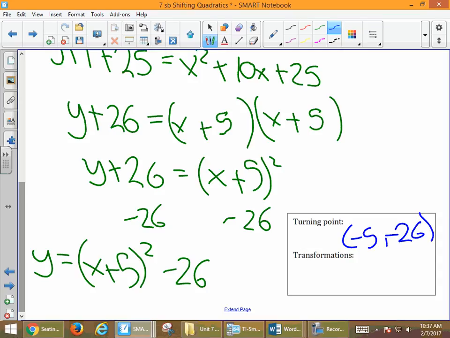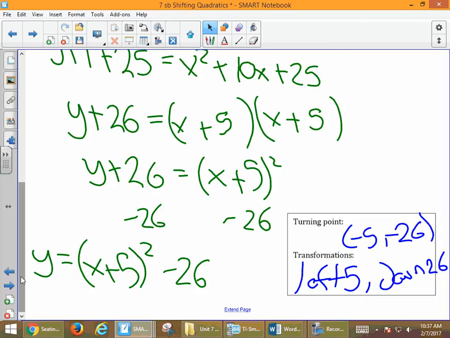Matt? Go left 5 and down 26. What starts with L? So you go left 5 and down 26. We see that by the plus 5 in the quadratic, in the square, and the -26 on the outside. So down 26.